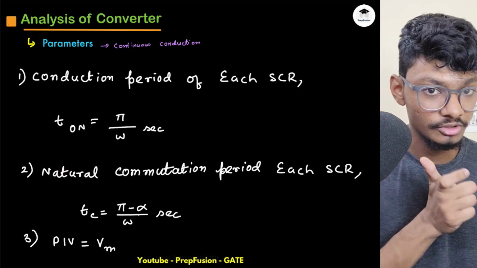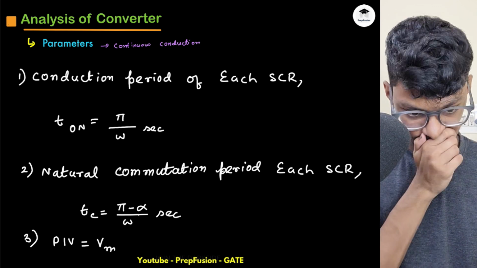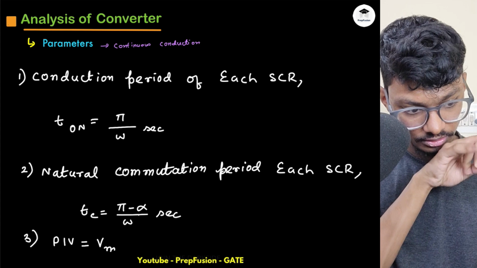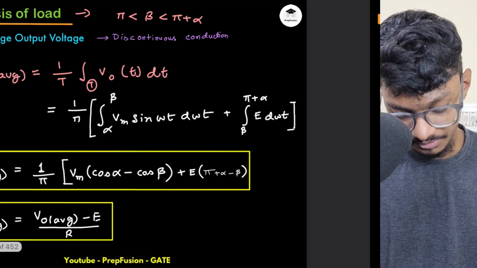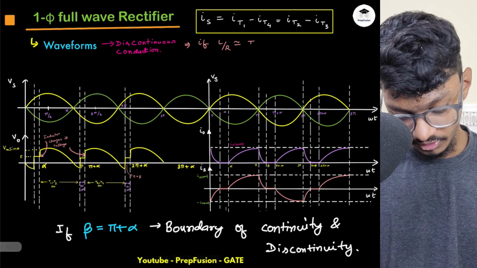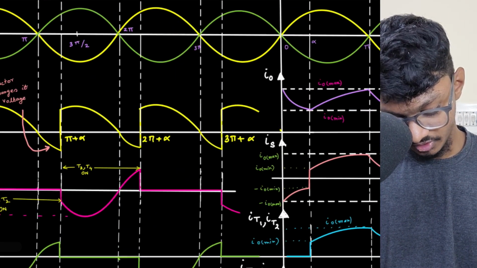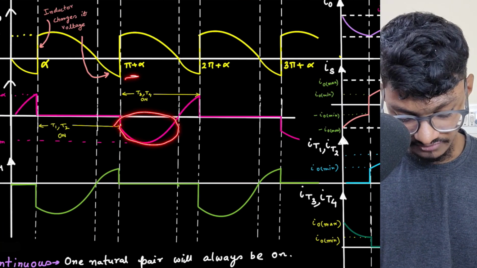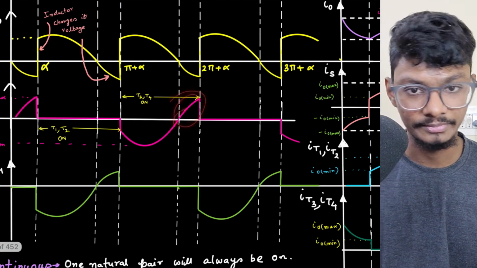And natural commutation period, again, from pi plus alpha to... what is happening? Okay, sorry. From here, right? Natural commutation period means for what duration the voltage is negative. So voltage is negative in this duration, right? If you observe, voltage is negative in this duration. What is the duration? Pi plus alpha to pi. Basically after pi the voltage becomes positive, so they come into the forward blocking mode.